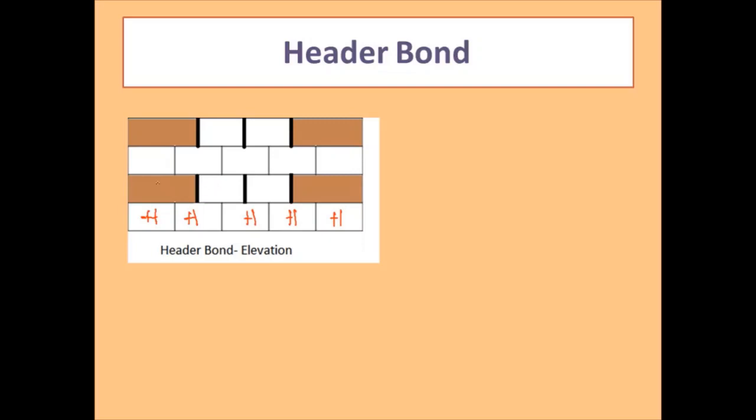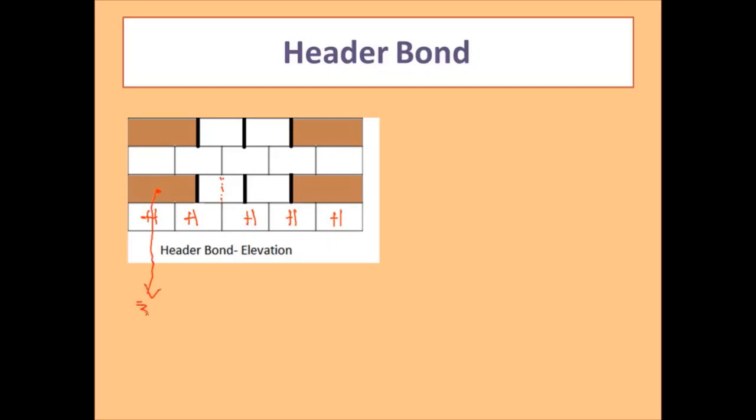No. Why? Because if you keep a stretcher here, then it will come up to this point. So what will be the lap length in this case? 0. That's why whatever the second course is there, that should not be started with the stretcher. And can we start with the header? Not at all possible.